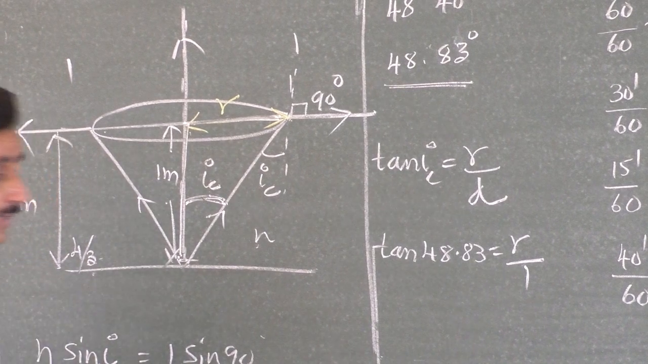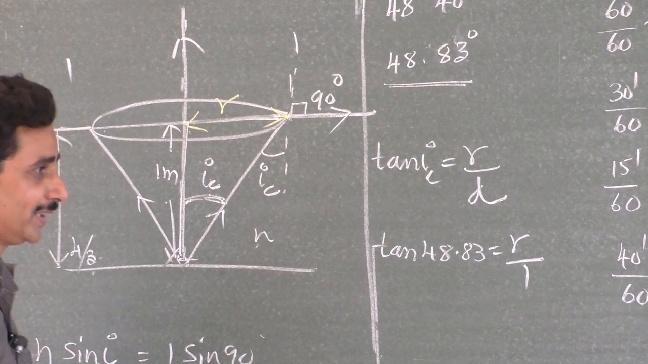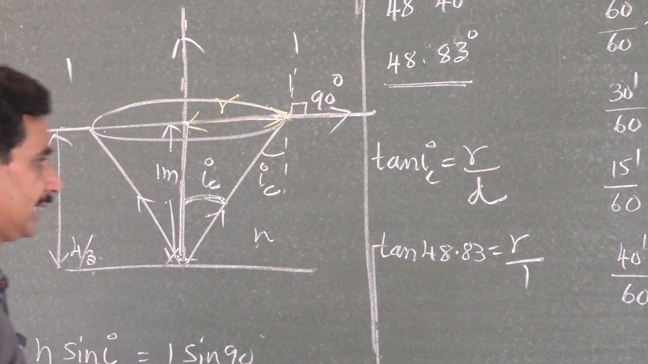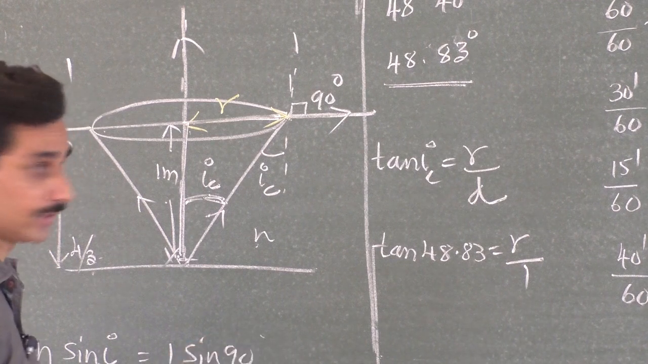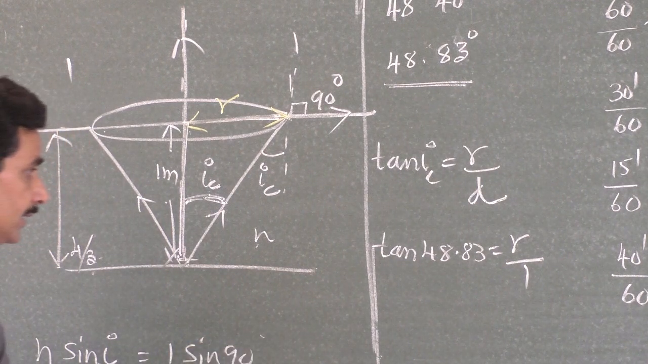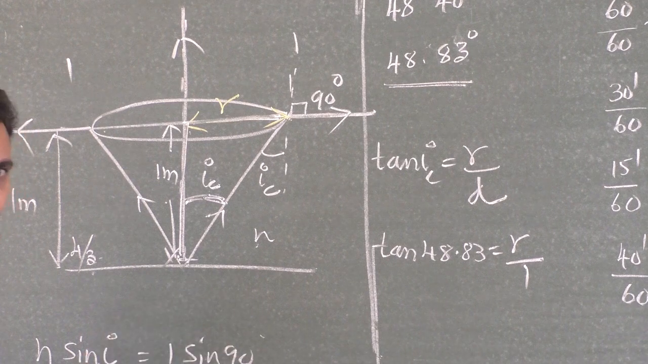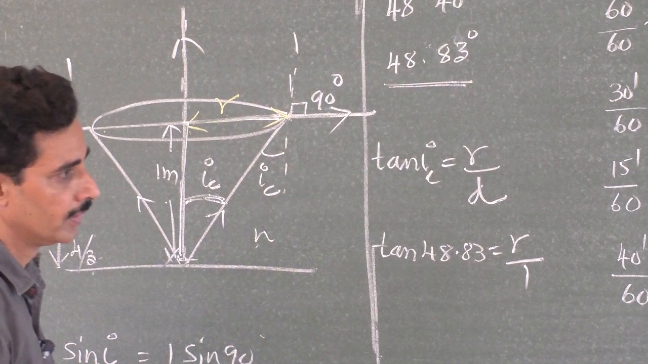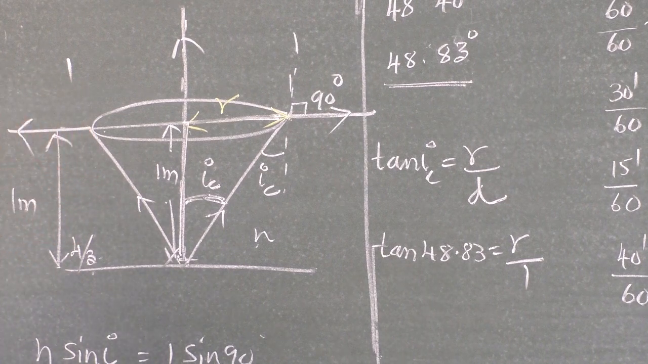Now I don't have tan table, so you search for tan table. Let us go, find out what is tan problem. Let us go to the problem. In the problem it is given what is tan 48.83. Okay, yeah, it is 1.13.